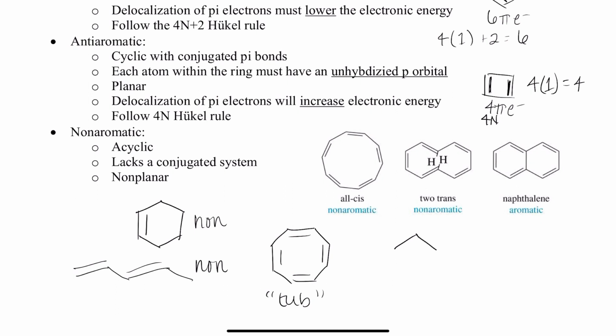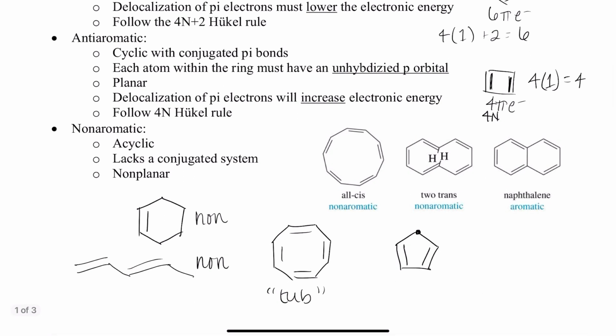Let's look at cyclopentadiene. Cyclopentadiene is a cyclic structure. It contains a conjugated system. However, this top carbon right here is sp3 hybridized. And because this is sp3 hybridized, this is a non-planar structure, making this non-aromatic.